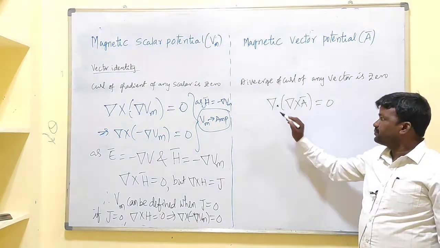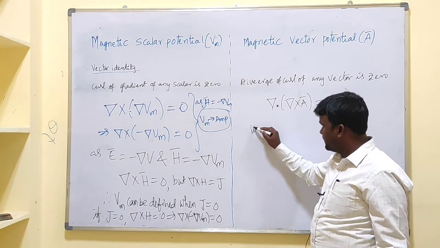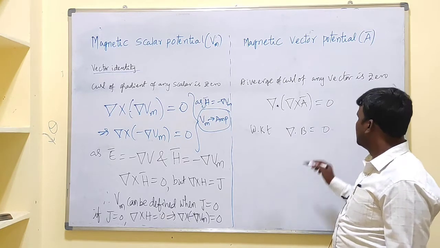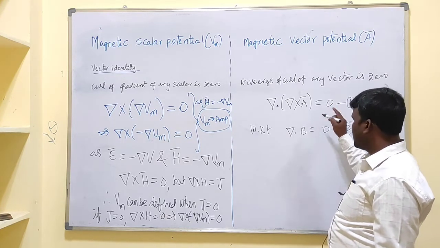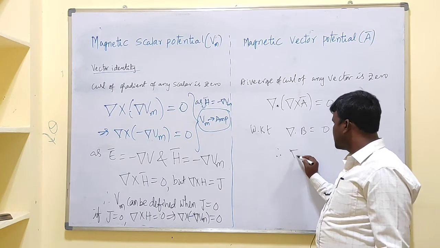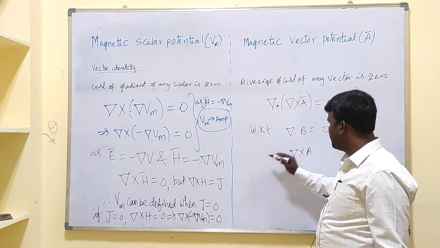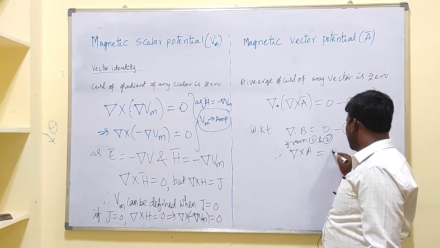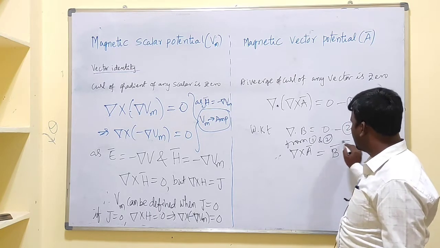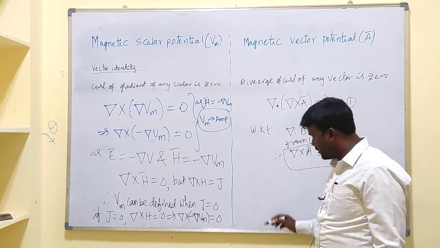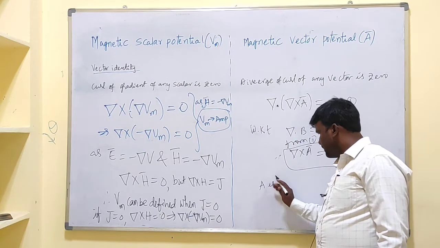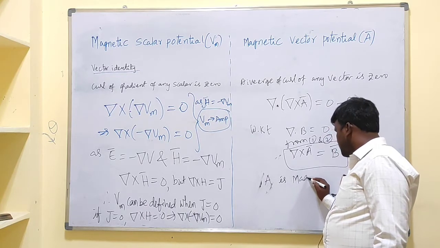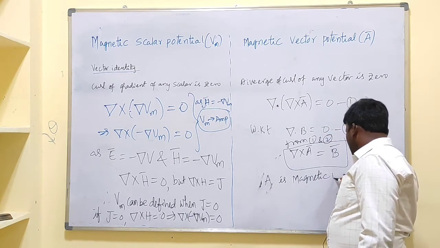Now we know that del dot B equals 0. These equations 1 and 2 are equal, so from 1 and 2, del cross A bar equals B. So A is called the magnetic vector potential. A is the magnetic vector potential.